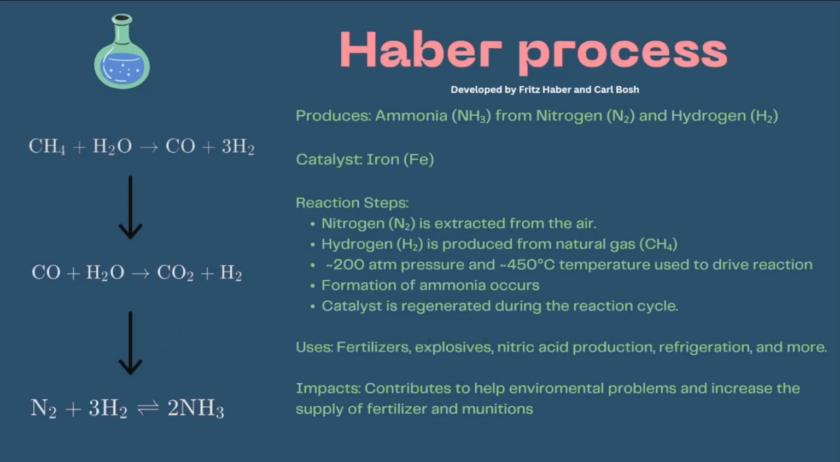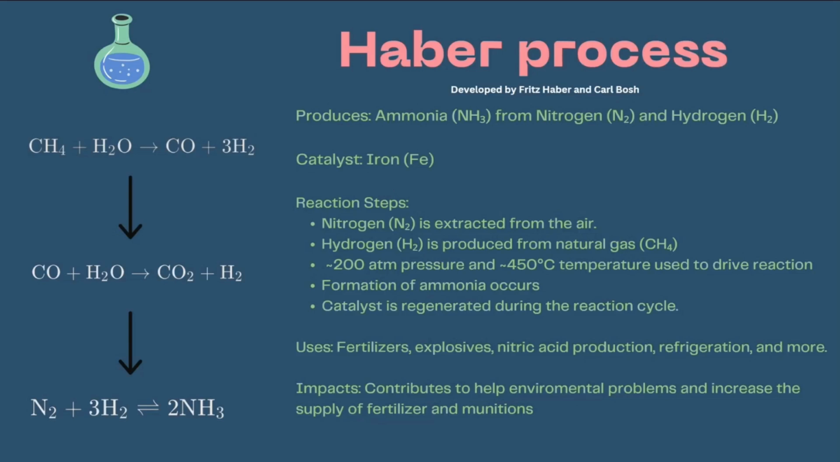Next, we're going to be talking about the Haber process. The Haber process is an industrial process developed by Fritz Haber and Carl Bosch during World War I. The process is used to produce ammonia from nitrogen and hydrogen, utilizing iron as a catalyst. The process is separated into multiple steps.